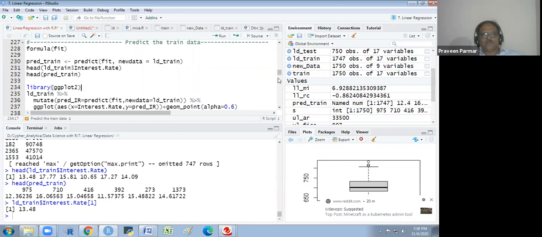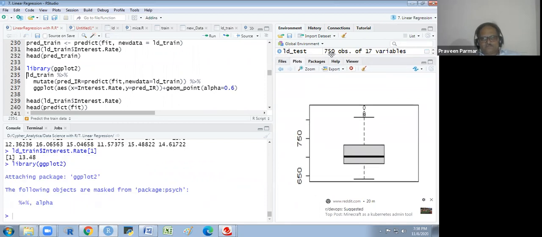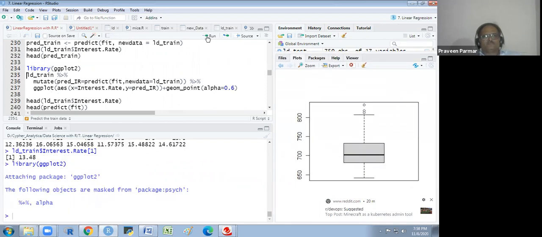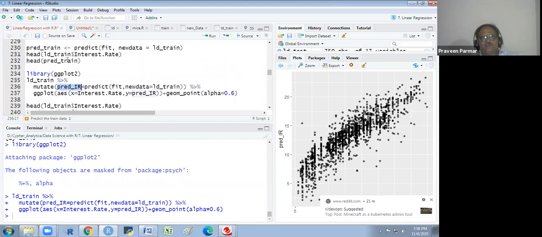Now I will show you how our model works. So I have made this graph in ggplot2, and it gives us a good idea. You see what I have done here. I explain to you. We have the LD train data. In that LD train data, I have mutated one new column, that is the predicted interest rate, because previously I had done a separate vector. This prediction and this prediction are the same.